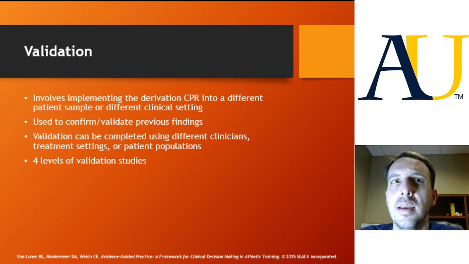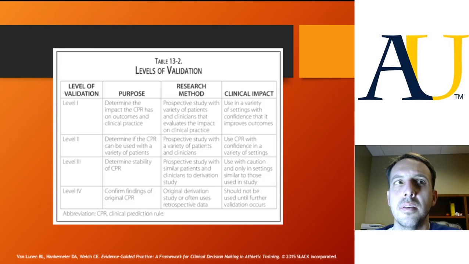So this is an idea that once we have identified the predictive variables or the categories that we need to categorize people in order to see whether or not they're going to fit into this prediction rule, we need to apply that in a different setting or a different patient sample. And so we can confirm that this goes through. And so the 4 levels of validation you can see are listed there.